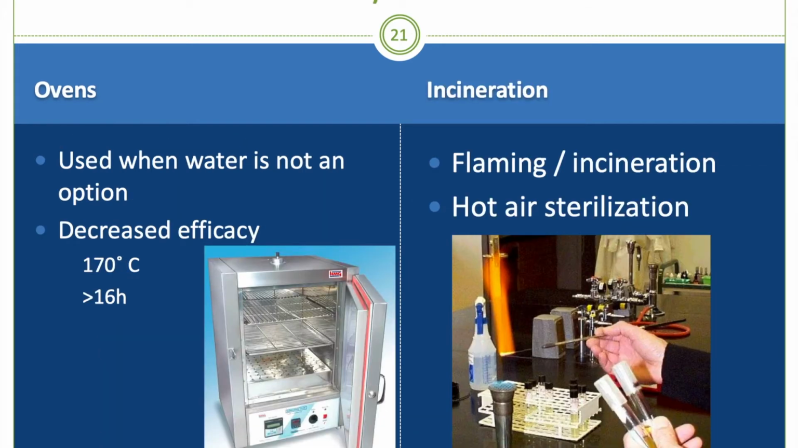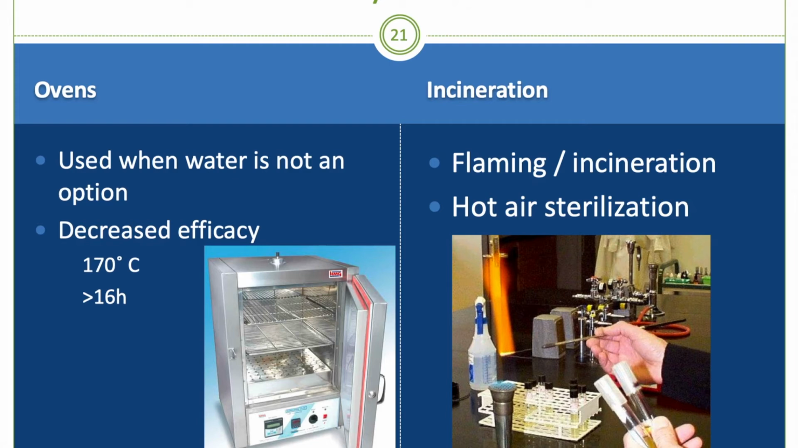Then we use the ovens and incineration, for these are dry heats. When used with water, then it becomes moist. So without water, we have a dry heat option. It's not as efficient as moist heat, however, and it takes a longer period of time. So note some of these differences that I'm mentioning.